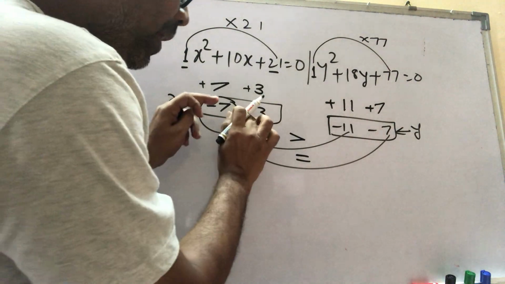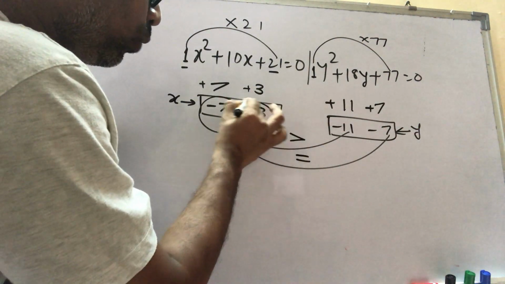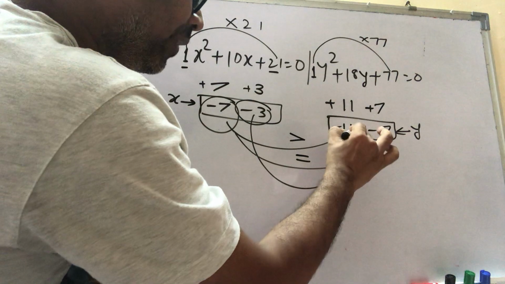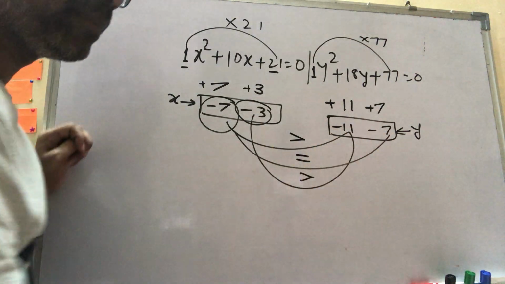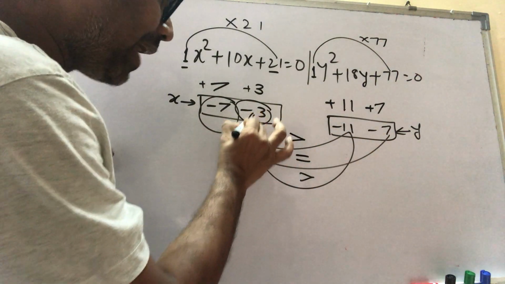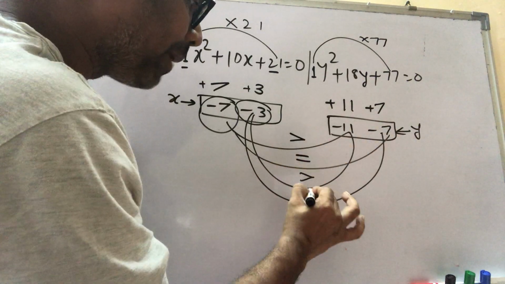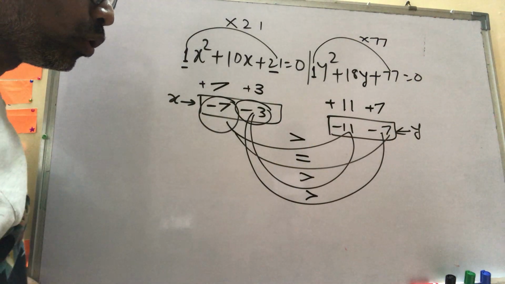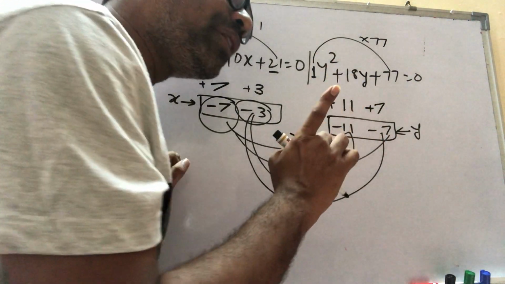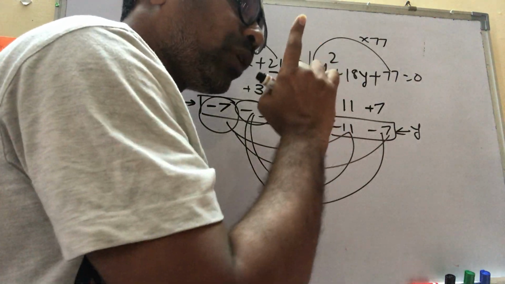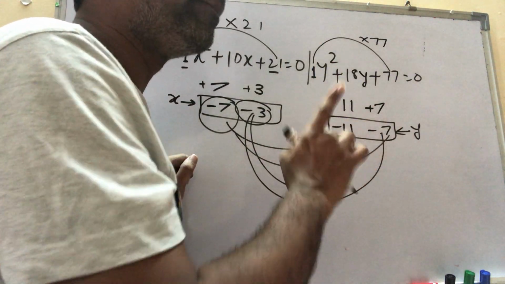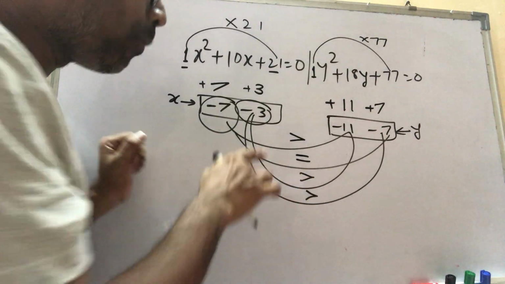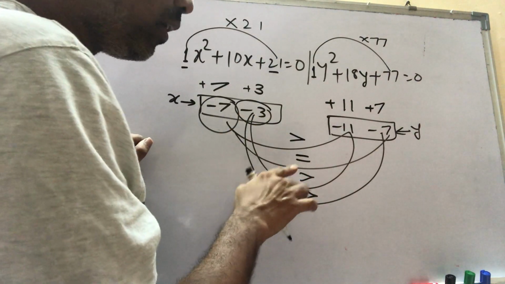Now I have to compare minus 3 with those two numbers. When you compare minus 3 with minus 11, obviously minus 3 is greater. And when you compare minus 3 with minus 7, obviously minus 3 is again greater. I hope everyone knows that with minus numbers, the smaller the number, the greater it is when you are comparing minus with minus.